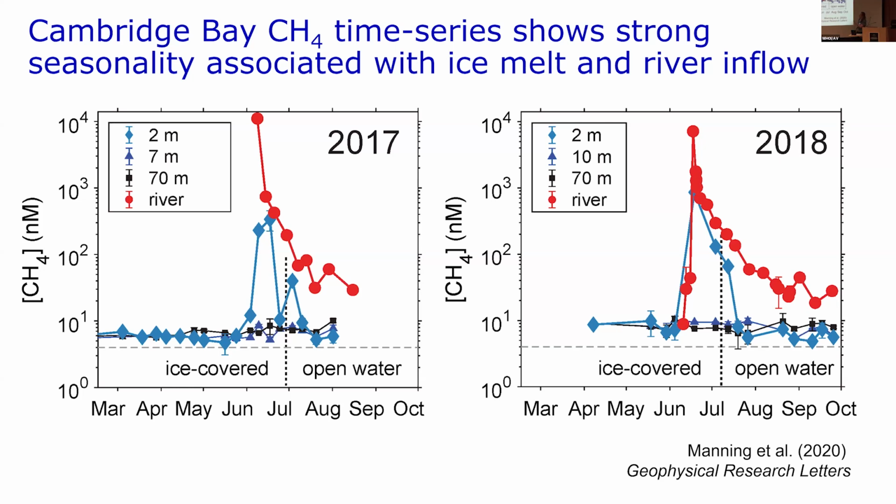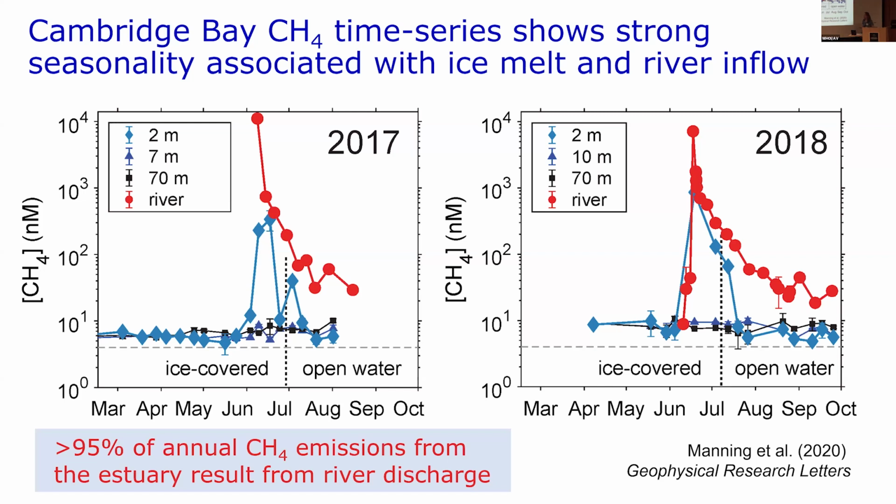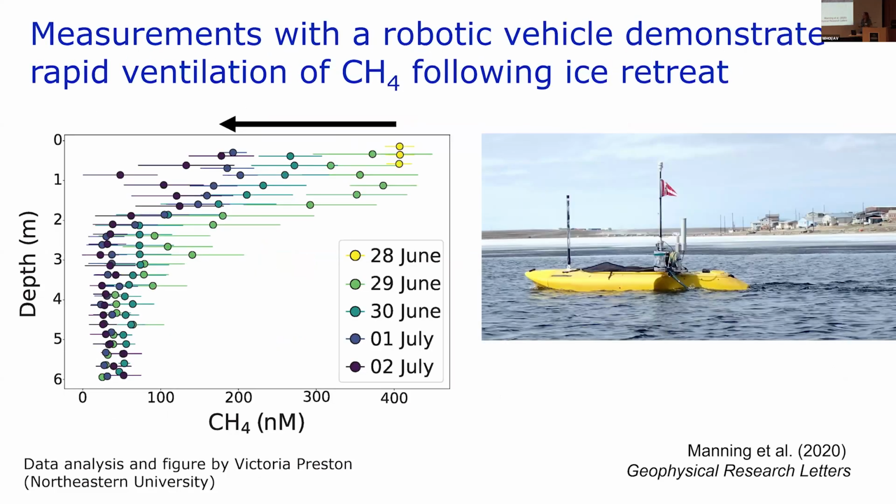And in the river, we were seeing concentrations up to 10,000 nanomolar methane. And so the conclusion from this is that greater than 95% of the annual methane emissions from the estuary result from river discharge.